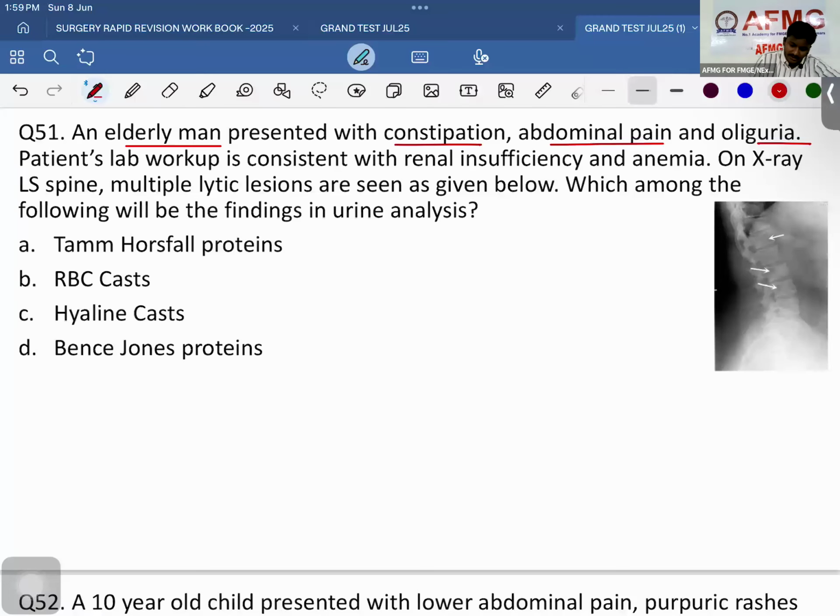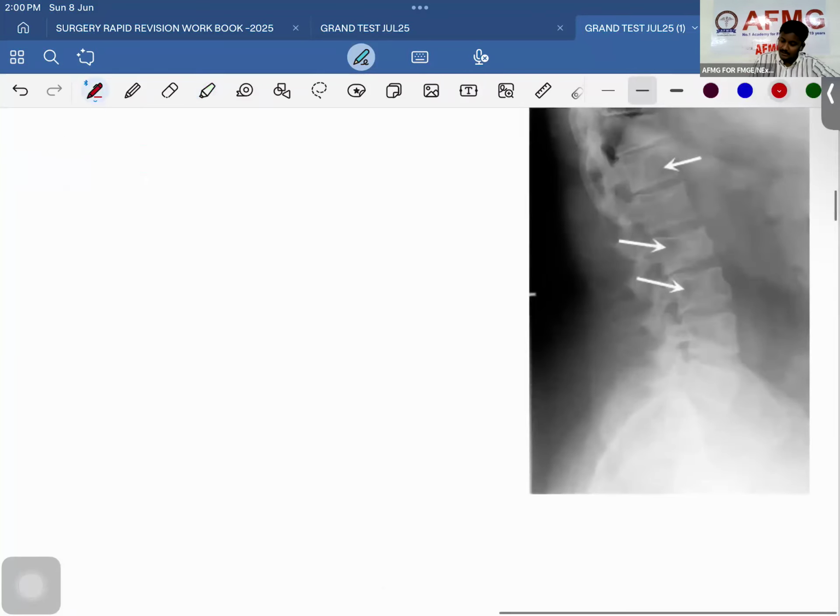That is decreased urine output. The patient's lab workup is consistent with renal insufficiency. That is, the patient's kidney function is compromised, and the patient is also suffering from anemia. So, an elderly man having anemia along with renal insufficiency. X-ray of the lumbosacral spine has been done, which shows multiple lytic lesions. Third important feature, okay, so multiple lytic lesions as shown in the X-ray below over here.